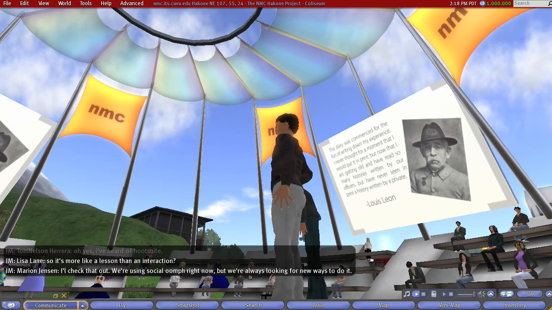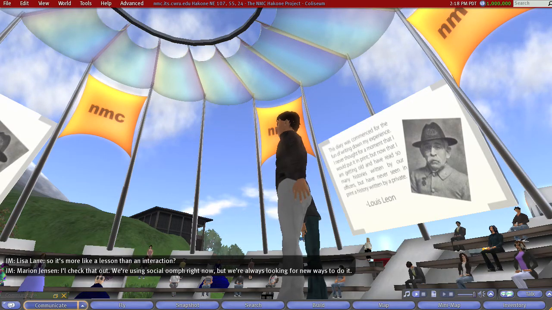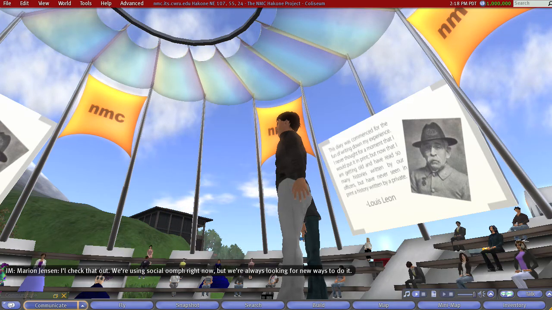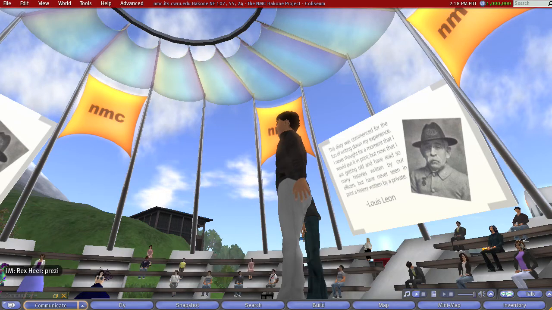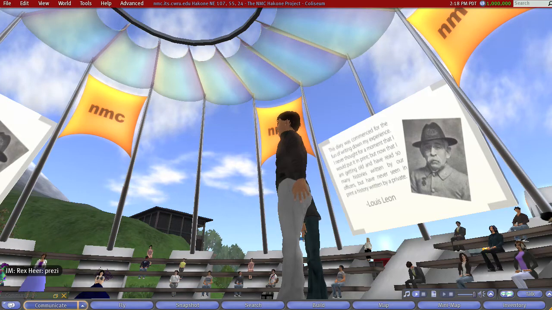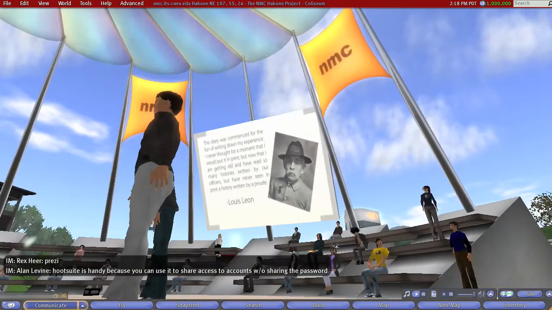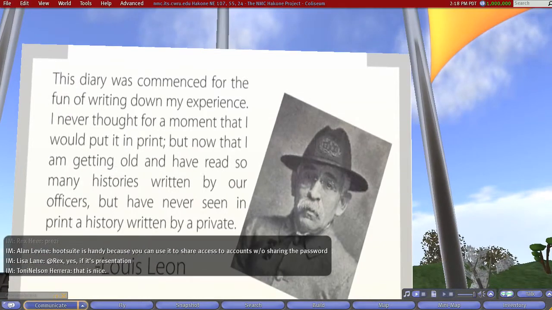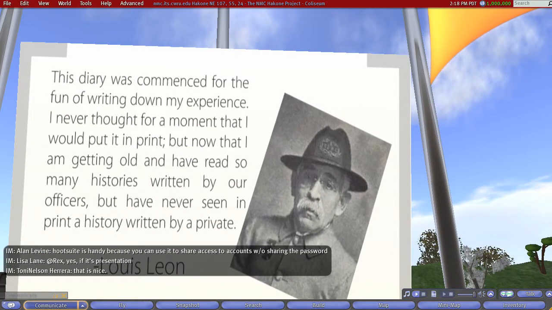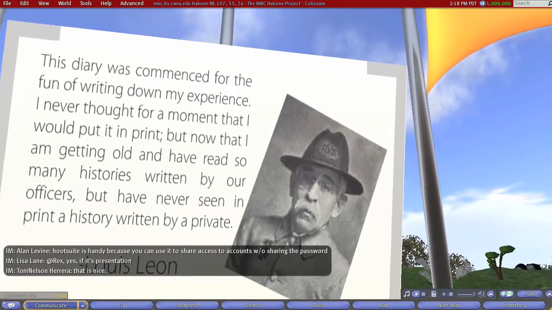So a quote that I wanted to pull out from a Confederate private came from one of the journals that we used in the Battle of Gettysburg reenactment. It is by Louis Leon. Again, he's a Confederate private, and he said, "This diary was commenced for the fun of writing down my experience. I never thought for a moment that I would put it in print, but now that I am getting old and have read so many histories written by our officers, but have never seen in print a history written by a private." And not only was Louis Leon a private, but he was a Confederate private.